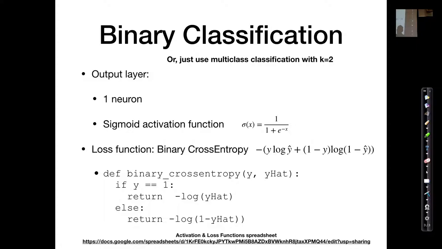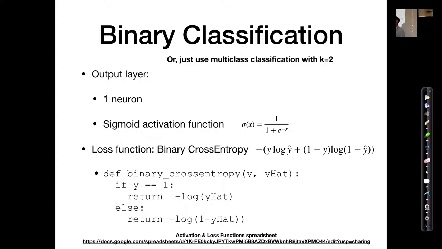What is multi-class classification with one class? How hard is it to determine what class something is in? There's only one class. It's like you output one, right? And you're right, because, yes, everything is something. Anyway. So for binary classification, we'll use a sigmoid activation function. The loss function that you're going to use is binary cross entropy. So minus y log y hat plus 1 minus y log 1 minus y hat.